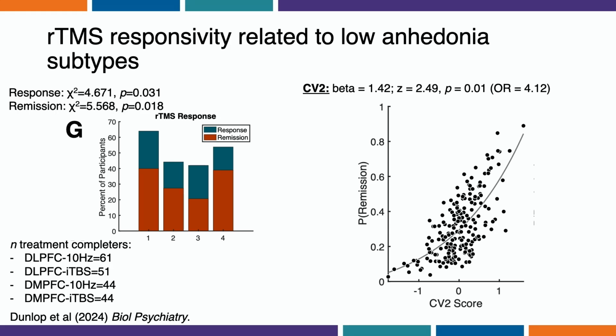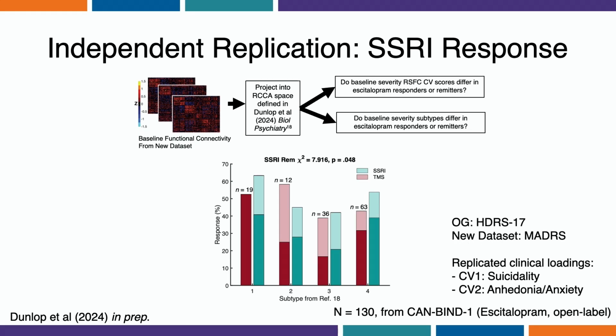Now, we were also very fortunate to have independent data of individuals treated with an SSRI. In this case, it was individuals across 6 sites treated open label with escitalopram for 8 weeks. And all we wanted to know was whether or not our clustering solution was replicable in this sample and if it also predicted outcomes.